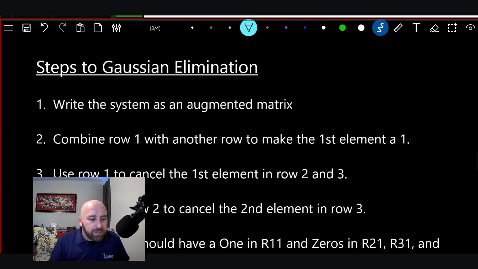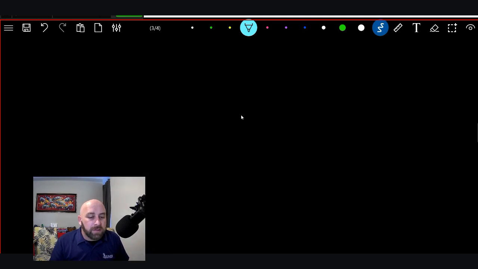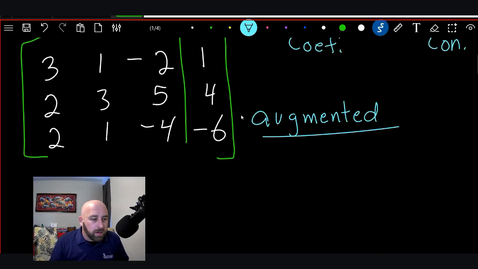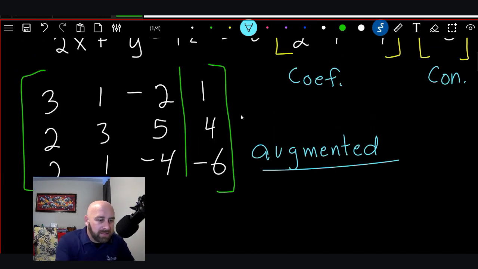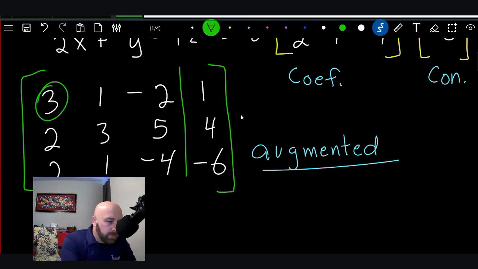All right, number 2. Combine row 1 with another row to make the first element a 1. Whoa, what? Combine row 1 with another row to make the first element a 1. Okay, here's what we want. We want this element right here to be a 1. That's what we're going for.